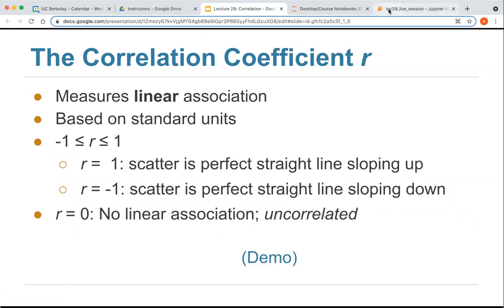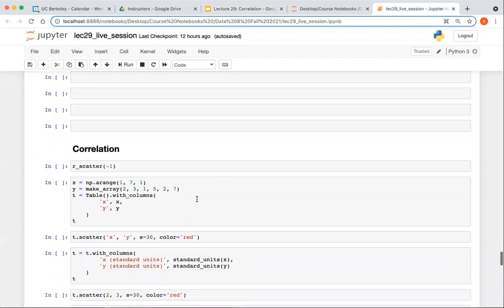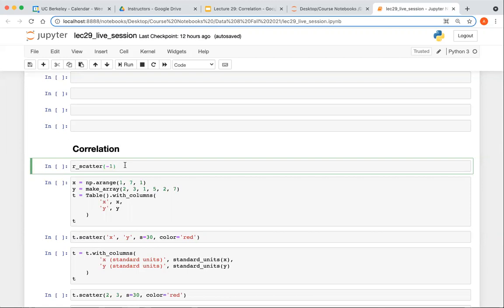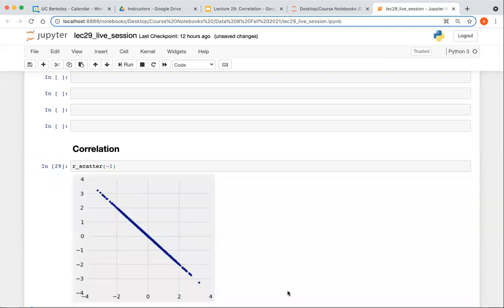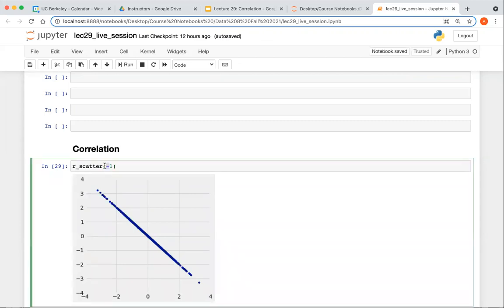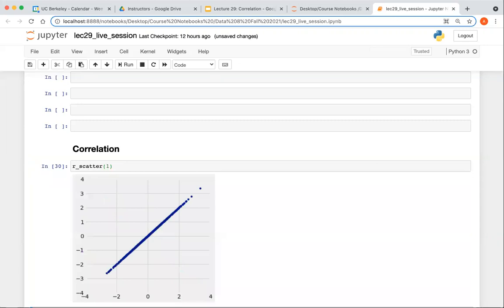So let's take a look. We defined a function for you. It's called r_scatter. I'm going to put in -1 as the argument, and I get a scatter diagram that's a perfect straight line sloping downwards. So this argument is the value of a correlation. Tell me something else that I could put in there that is a correlation. Okay, I'll put in 1. Is that what you expected?